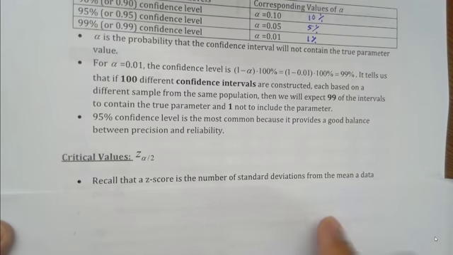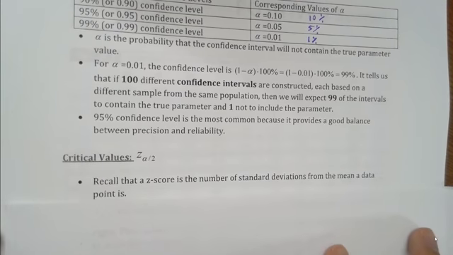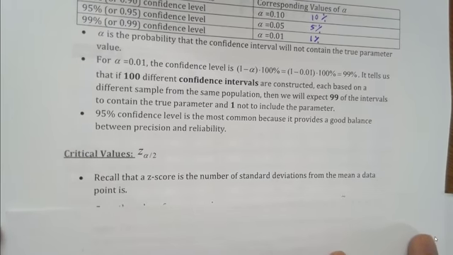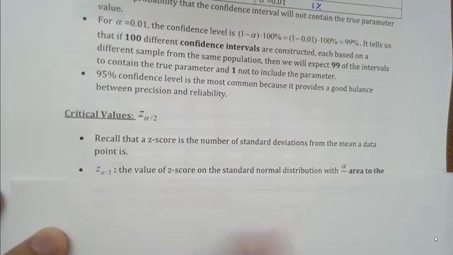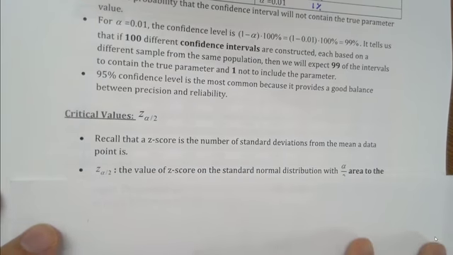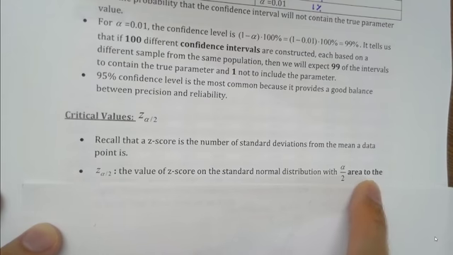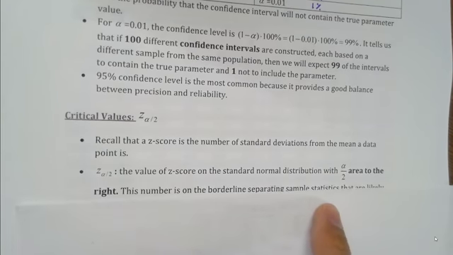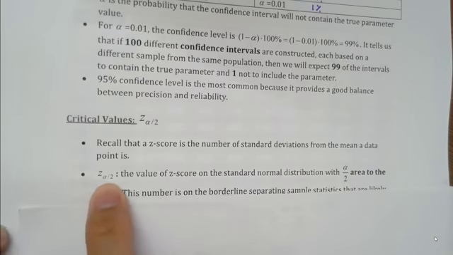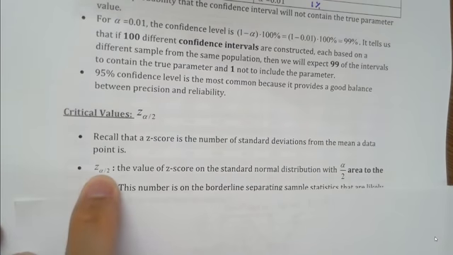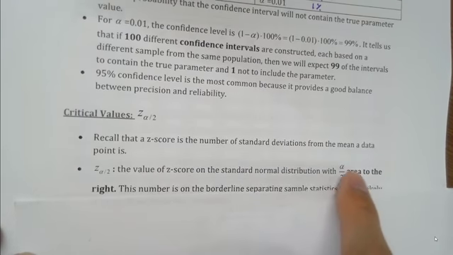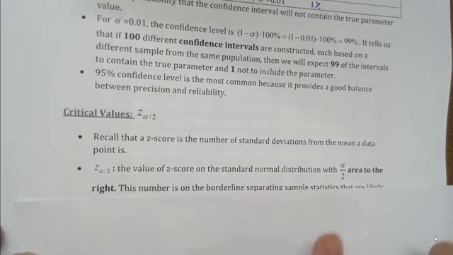Now recall that the Z score is the number of standard deviations a data point is from the mean. Z alpha over 2 is the value of the Z score on the standard normal distribution with alpha over 2 area to the right. Recall that the subscript of the Z score represents the area to the right of that Z score. So Z alpha over 2 has alpha over 2 area to the right of that Z score.